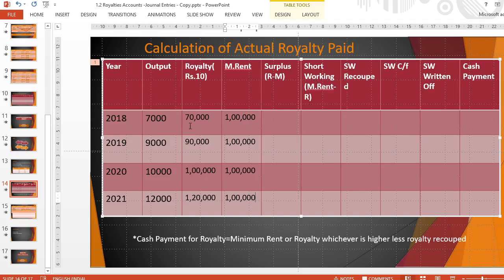So first year 2018 minimum rent is higher than royalty. So there is no surplus.